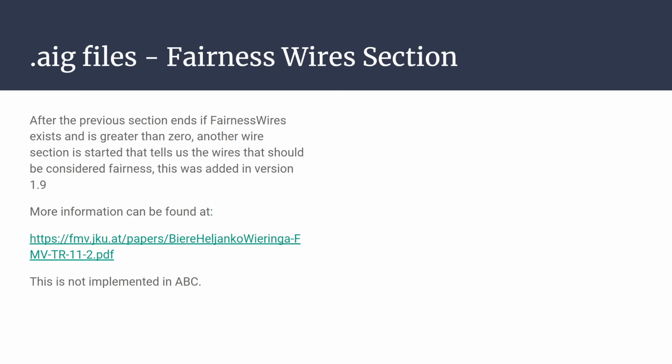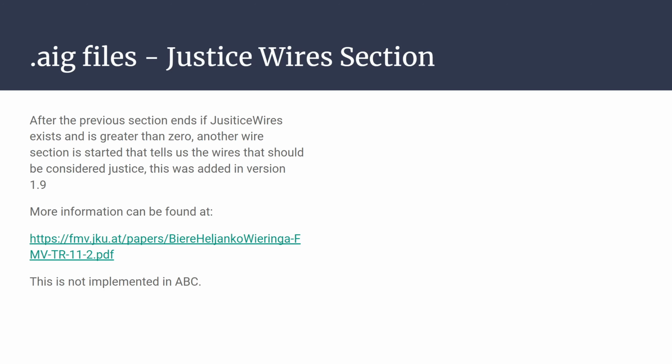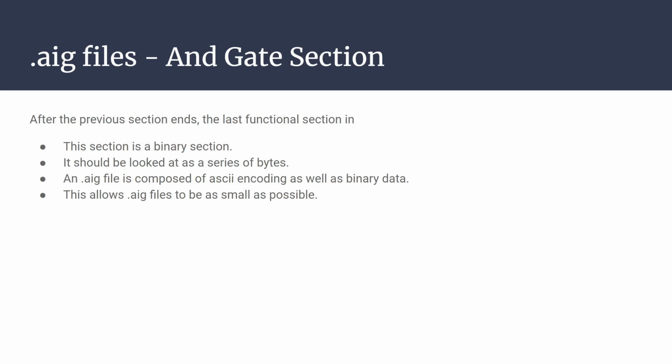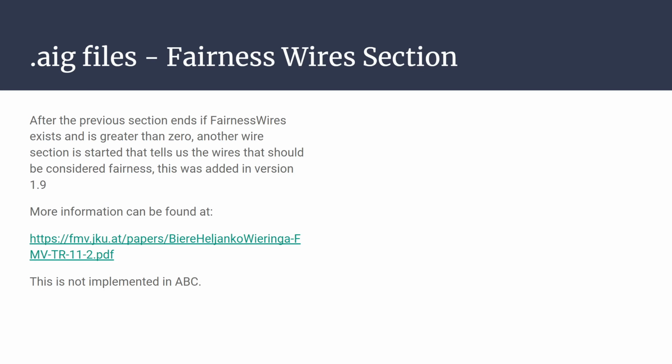A note about justice and fairness is that a lot of model checking software don't even allow AIGs that have this, because it can be translated, and you should do that once and then never do it again, because apparently it's not simple, but it's polynomial in time, so it's not a problem that you need a model checker for. And now, let's talk about AND gates.